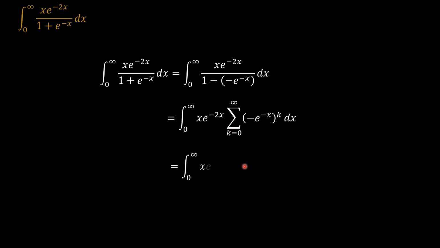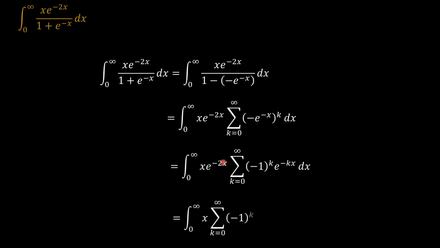The next thing I would do is express this negative as negative 1 to the power k. Then I would multiply the e to the power negative 2x with the e to the power negative kx. And so you have this convenient term, e to the power minus (k plus 2)x, while maintaining this negative 1 to the power k, right?